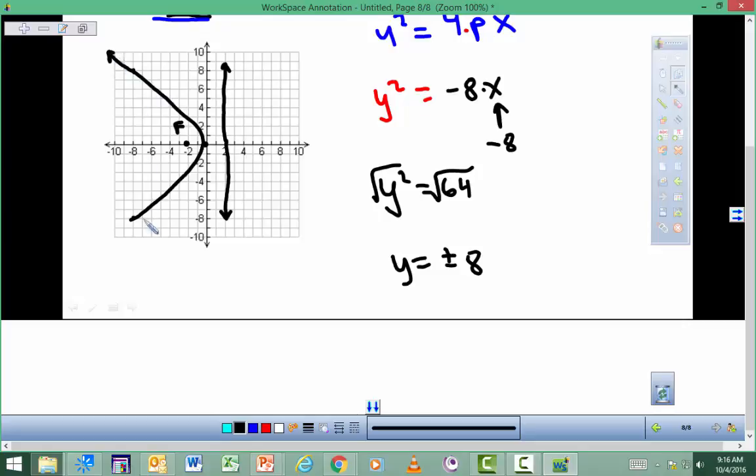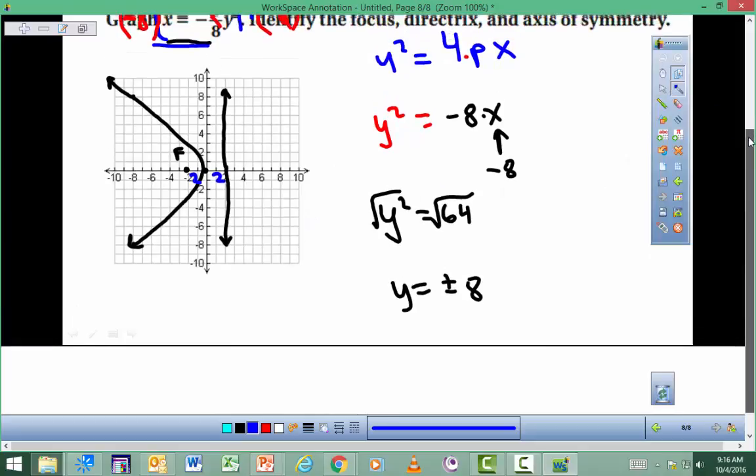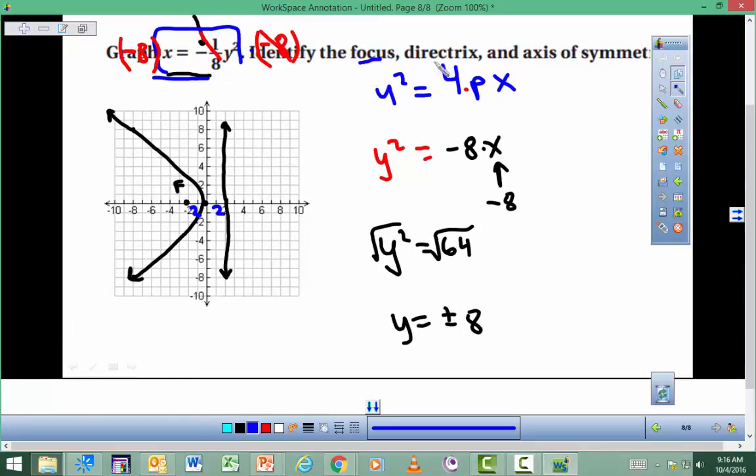You see? And there's the focus point, and there's the directrix. Notice that this distance here is 2, and that distance there is 2. So now we want to go through our list of requirements. Where is the focus? Where is the directrix? Where is the axis of symmetry? Okay, I need to get an eraser so I have some room to do this.